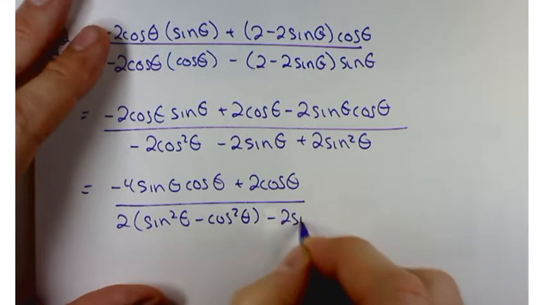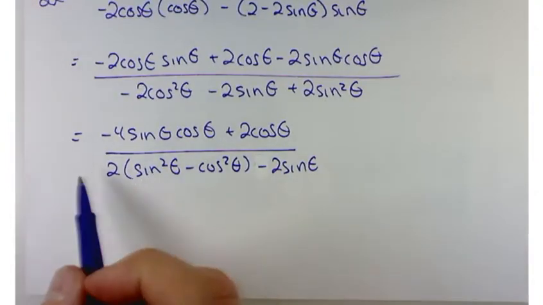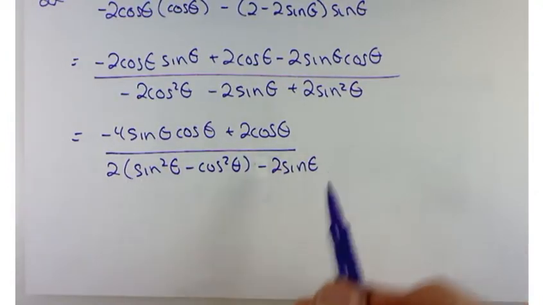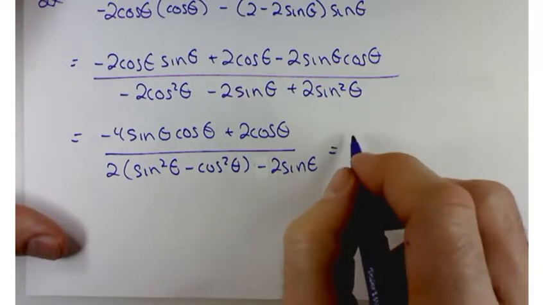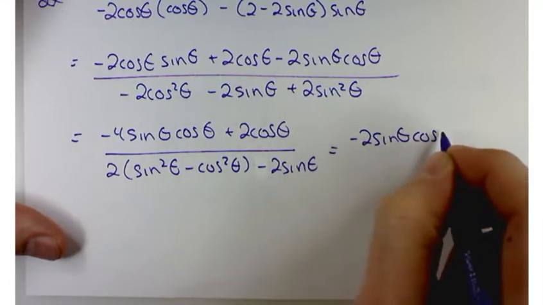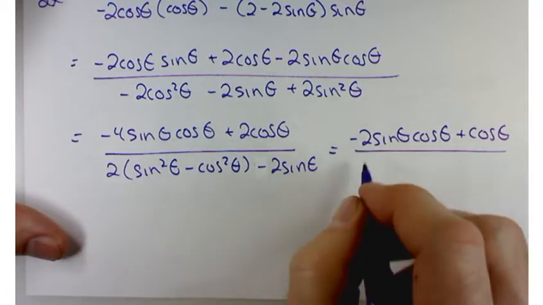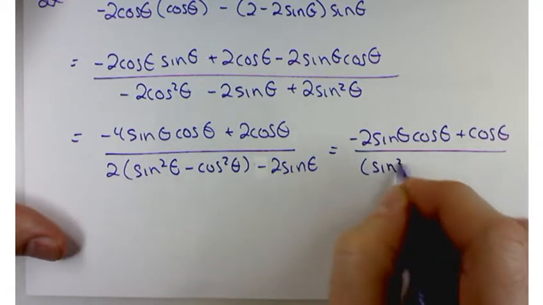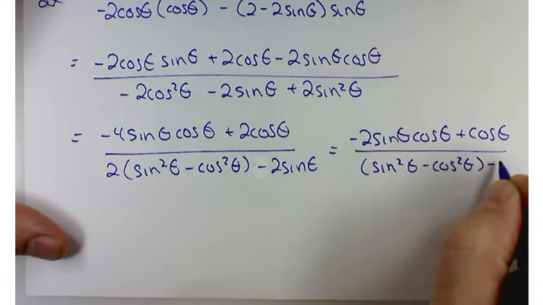Minus 2 sine of theta. Now, one of the things I can do is I can divide out the 2 from all of this stuff. So that's going to be minus 2 sine of theta cosine of theta plus cosine of theta over sine squared of theta minus cosine squared of theta minus sine of theta.